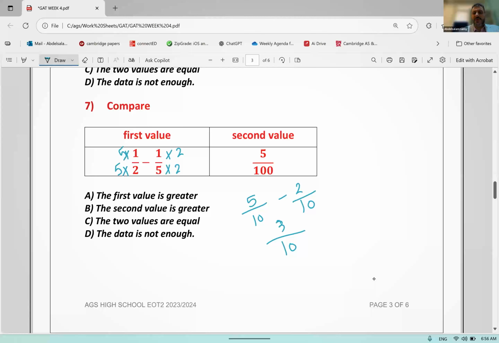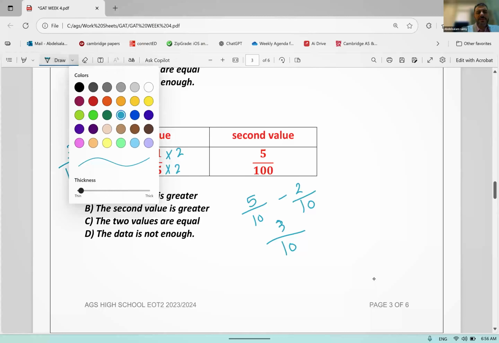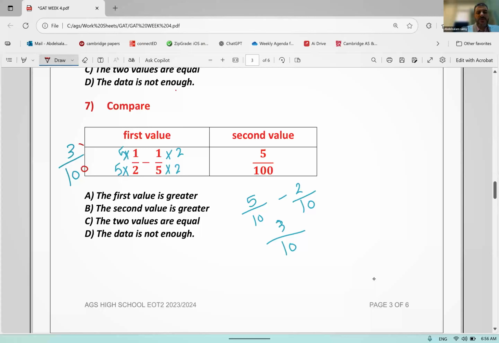You tell me, Mister, 3 over 10 and 5 over 100, how can I compare? I will again unify the denominators. Here it's 3 over 10. Can I multiply by 10 up and 10 down? So it's 30 over 100. It means A, the first value, is greater.